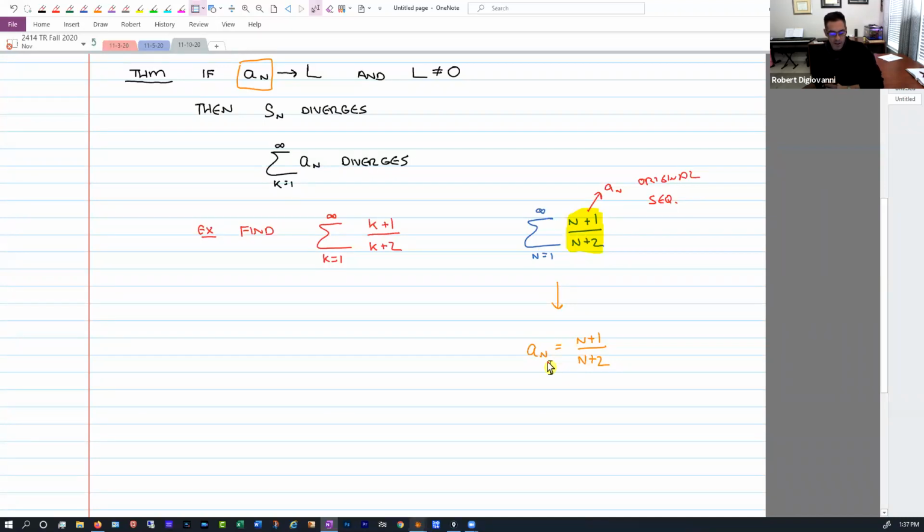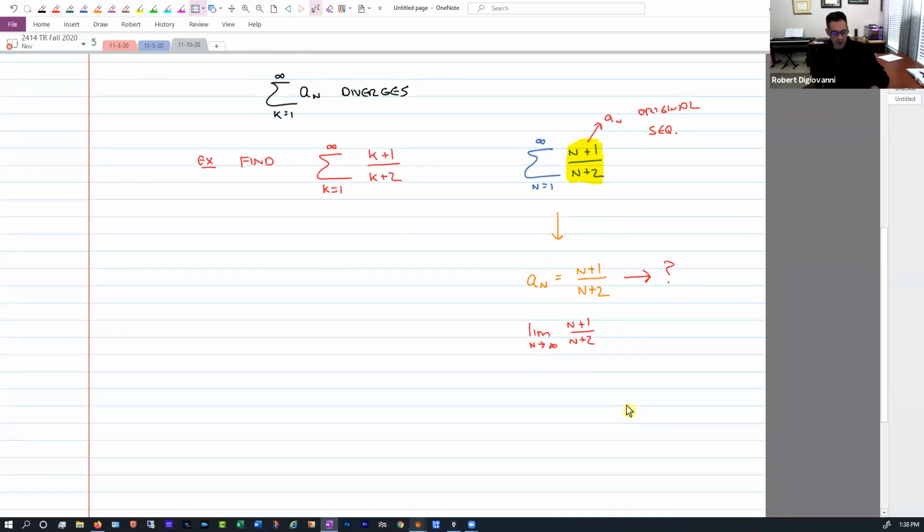So take a look at this. If we look at this a sub n, what does that a sub n converge to? Well, that means you have to take the limit, right? You have to take the limit as n goes to infinity of this. And can you all tell me quickly what that is?